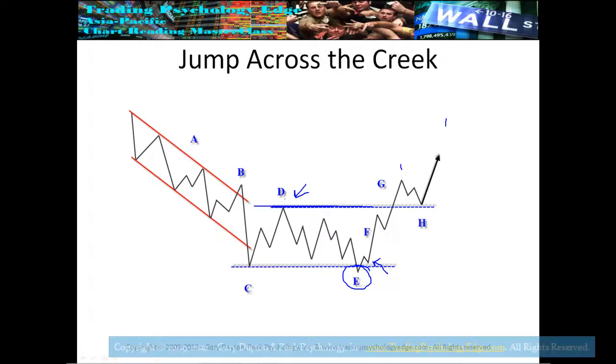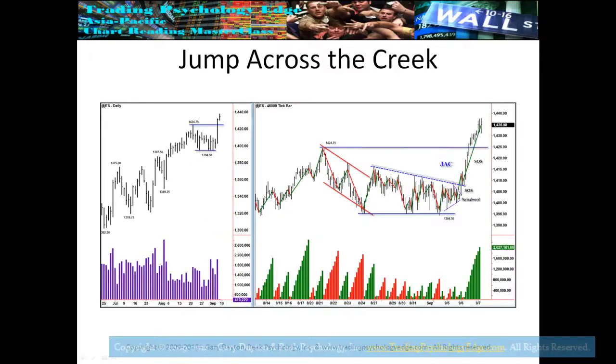My previous comment about the first retracement in a new trend is actually point H in the jump across the creek diagram. Yep, yeah, we would call that the first higher high. Well, it doesn't have to be the first higher high. That can be here too. But usually that will occur. So let's look at some examples.